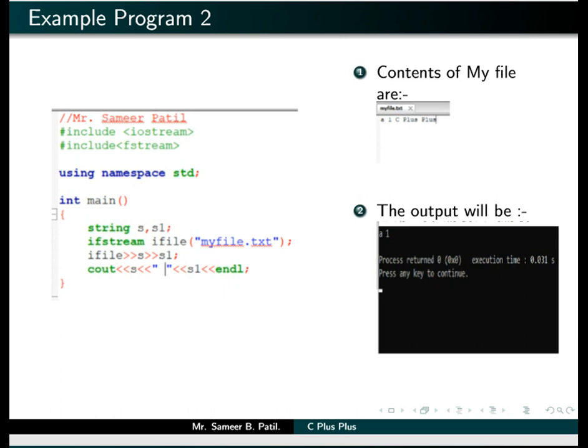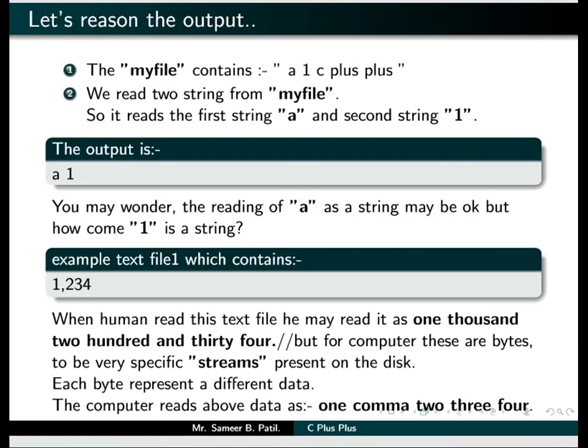Let's reason this output. Why is it so? My file contains the data a space 1 space c space plus space plus. We read two strings from the file. So it has read a, which is the first string in the file, and the second string is 1, and the output of the program was a space 1. So one may wonder that okay, this character can be read as a string, it's fine, but how come 1 is read as a string even if it's a number? So let's understand it with an example.